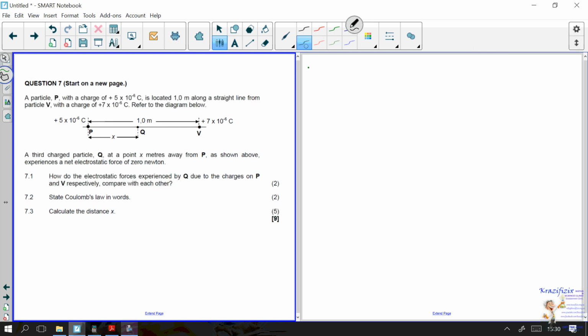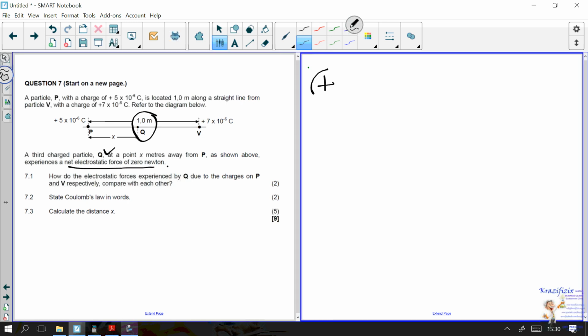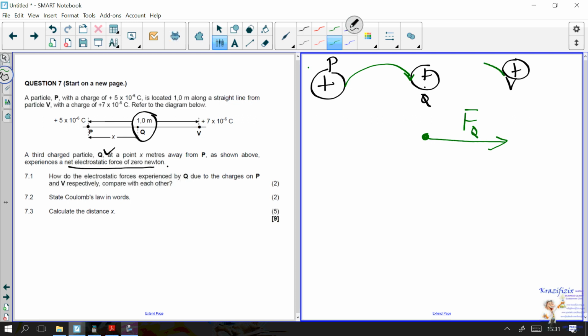Okay, I want us to go back and analyze this question. Our focus is on Q. The question says, a third charged particle Q experiences a net force of 0. Alright, I've got a positive P, I've got a Q which is also positive, a point charge, and V which is also positive. Now, let's look at the focus here. I want to draw a free body diagram of Q. Using this, there's going to be a repulsion. The force of P will be in this direction to push Q to that side. Can I call this FQ? While V on Q will push Q the other side, FV. Alright, I hope that makes sense.